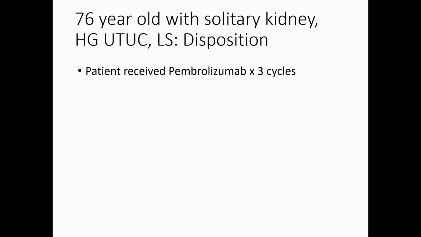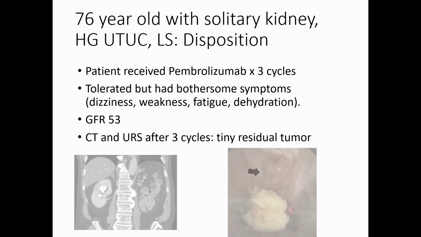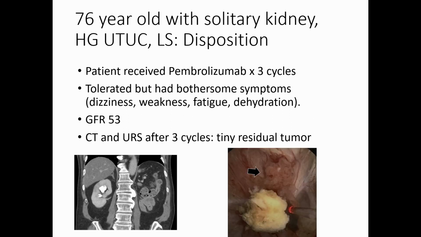Okay. So the patient did receive pembrolizumab for 3 cycles, tolerated it, but had a lot of bothersome symptoms that really affected the quality of life. GFR is stable to slightly improved, but surprisingly, with CT and ureteroscopy after the 3 cycles, we see a good response. What the radiologists or medical oncologists would call a PR. But for us urologists, that's actually a pretty dramatic response, right? That size reduction. Now suddenly it becomes reasonable to think about saving the kidney.